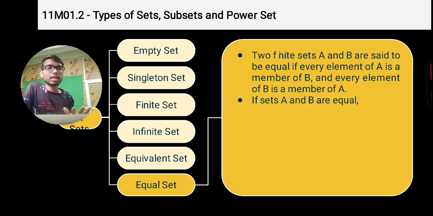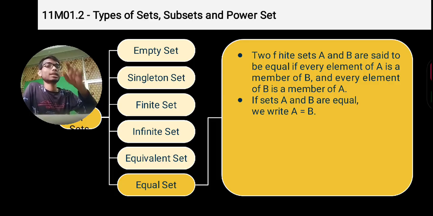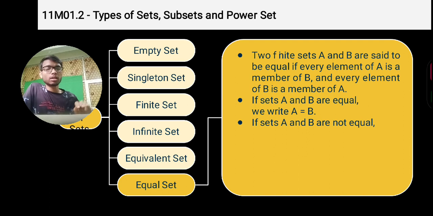If sets A and B are equal, we write A is equal to B. Here we are not writing n because we don't need n here. We need the same members in both sets. If sets A and B are not equal, then we will apply a slash on the equal sign. Then here we will say that A is not equal to B.